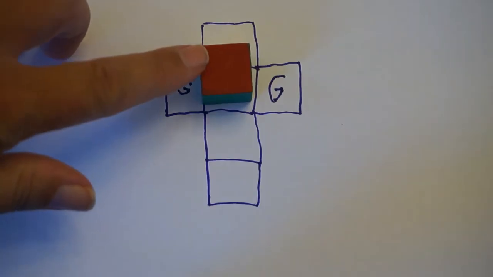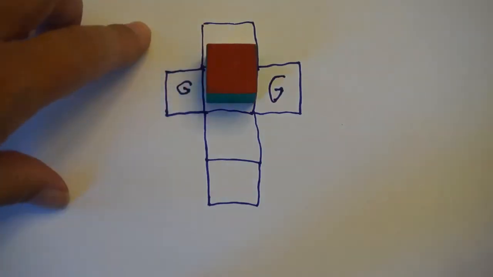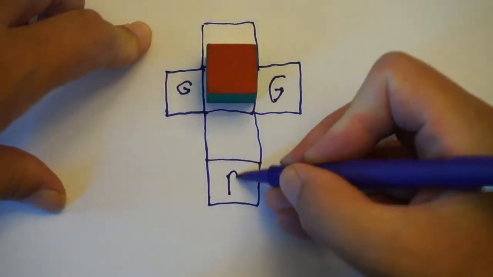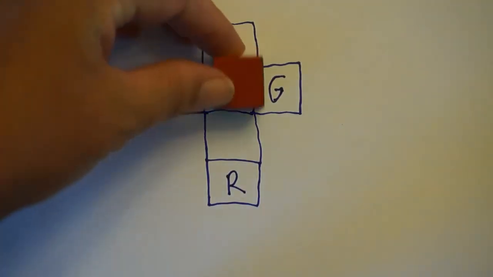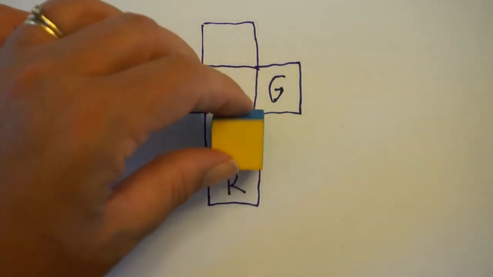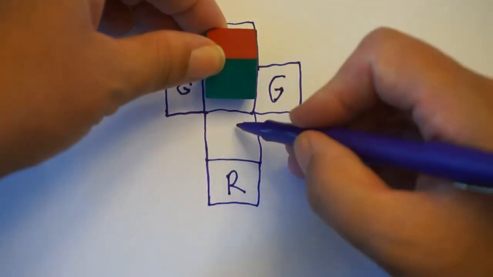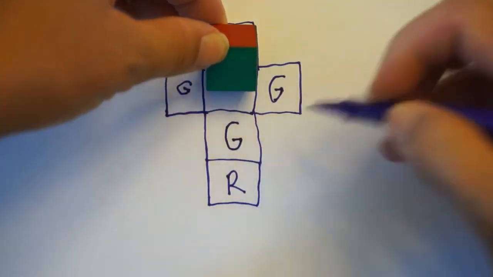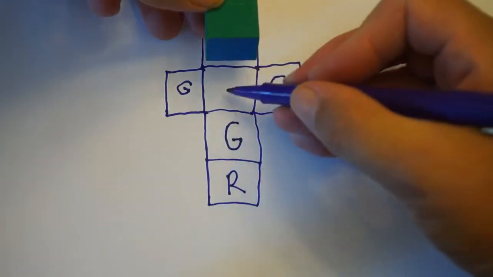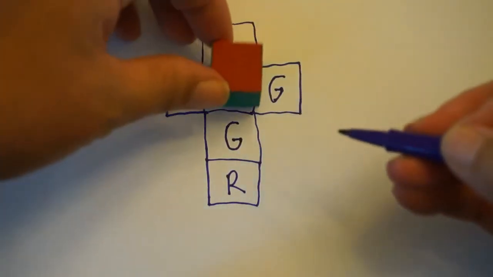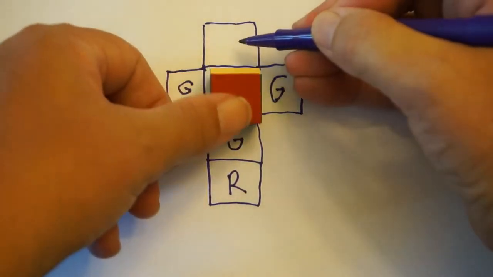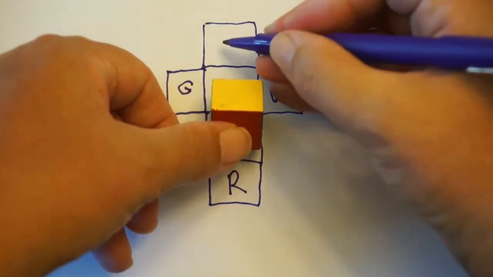Where's that red one going to go? Do you remember from the previous one? Isn't that going to come on down here? Because if I roll this out, that's going to be that red side. Here we have green. The thing that's facing the bottom is blue. And then what gets filled in here, well, that's going to be yellow.